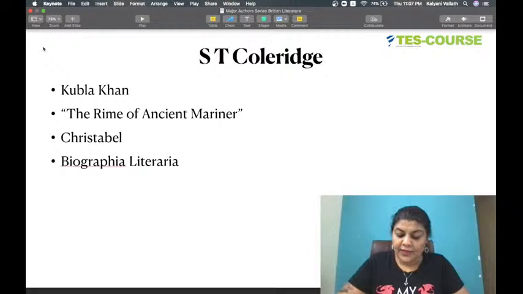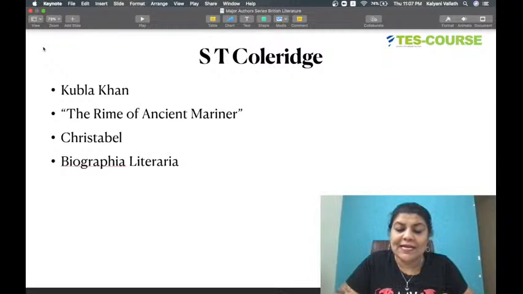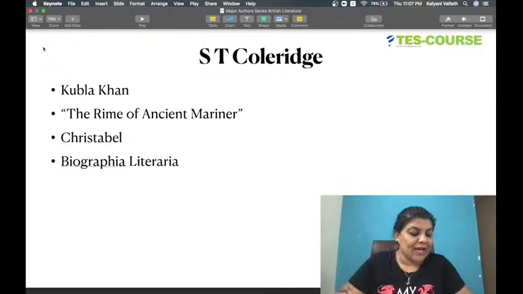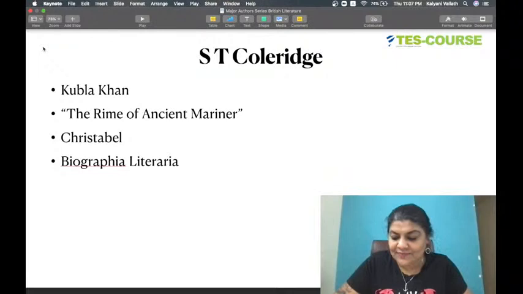In which poem by Coleridge do you have a character called Hermit? It is... Yes, The Rime of the Ancient Mariner.